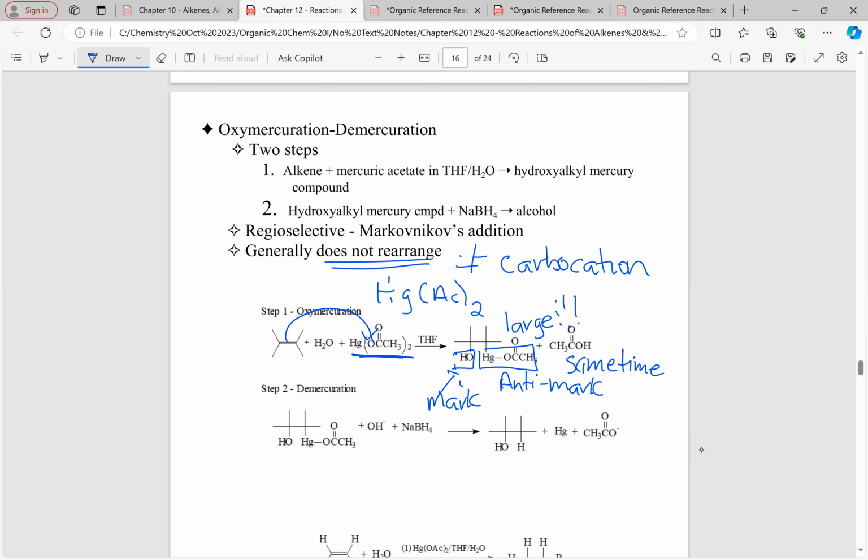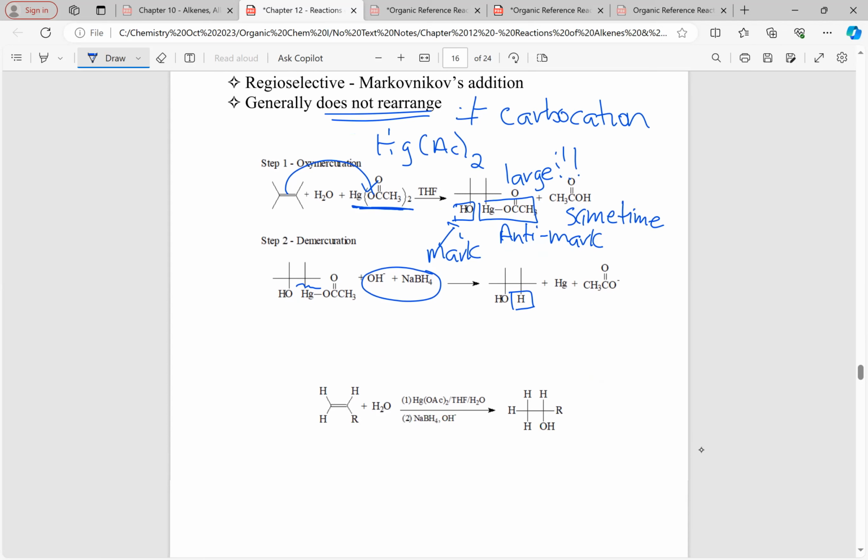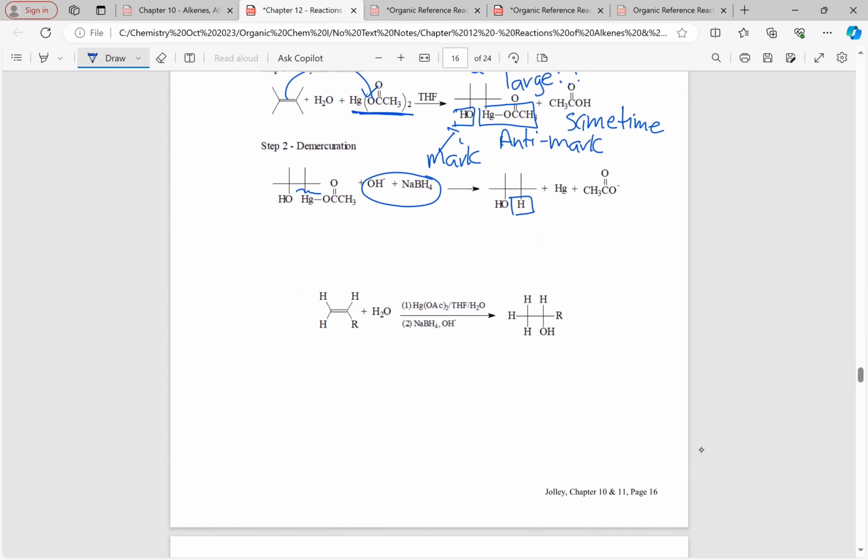But you have to get rid of the mercury. And so in the second step, you are going to use, this is called sodium borohydride. For right now, it's just memorization. We'll talk about it in the future. So sodium borohydride under basic conditions, this is going to cleave off the Hg and put a hydrogen in its place. Okay, so oxymercuration, demercuration is 2 steps, and it's going to make a Markovnikov alcohol without going through a carbocation and rearrangement. And so here's what it looks like on the reference sheet.